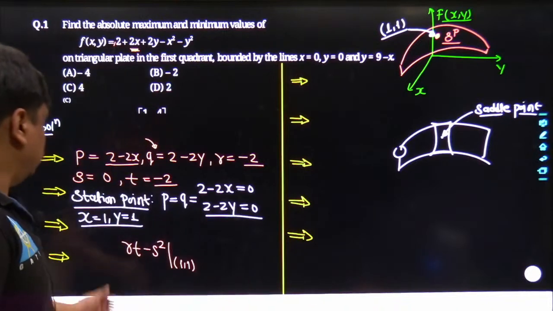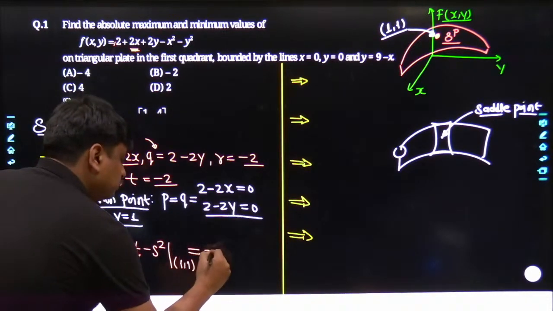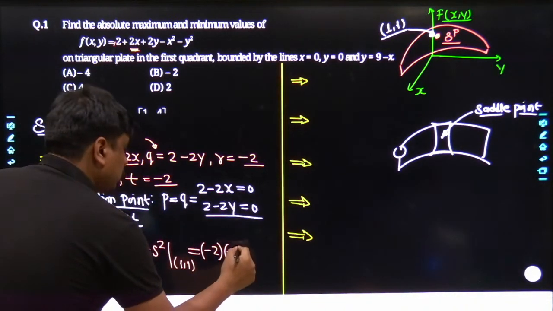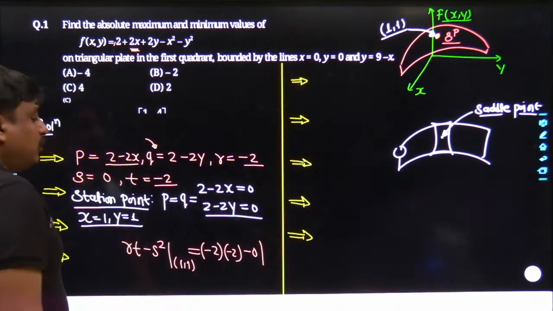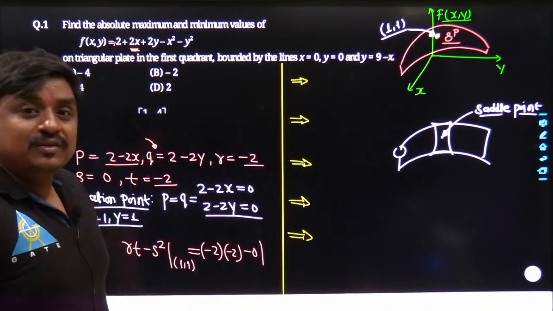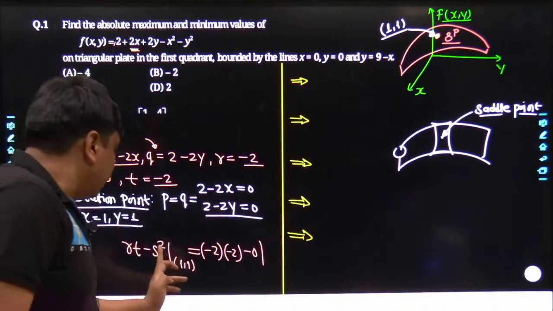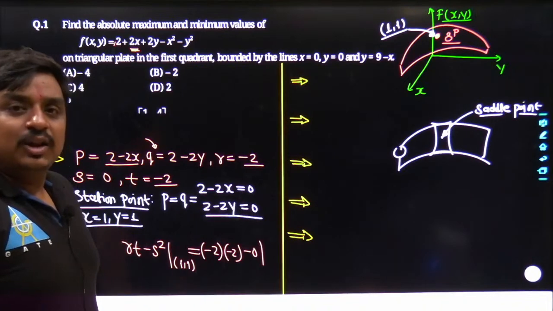Yes. My dear friends, the value of R is minus 2. The value of T is minus 2. The value of S is 0. Although for a higher degree polynomial, we would have RT minus S square as a function of x and y. And when we have RT minus S square as a function of x and y, instead of the x, the 1 has to be fed in, and similarly instead of the y, the 1 has to be fed in.